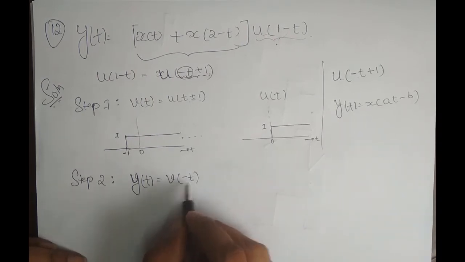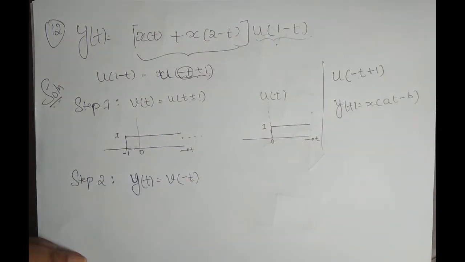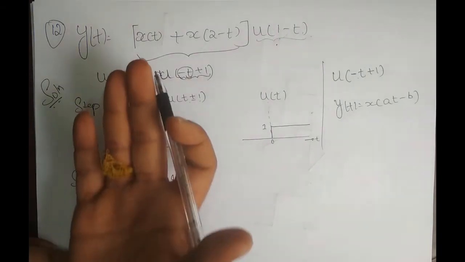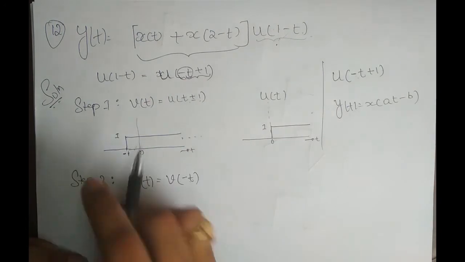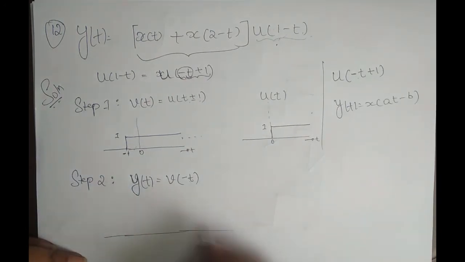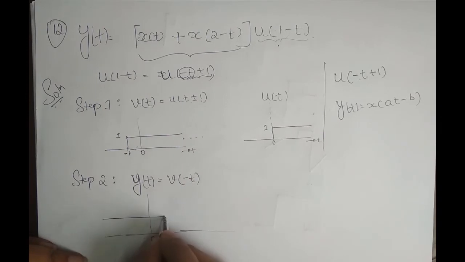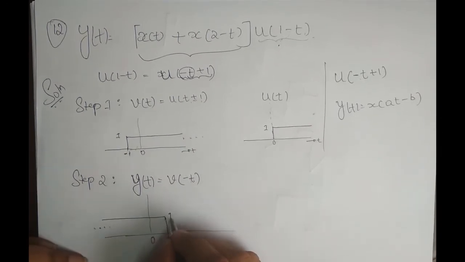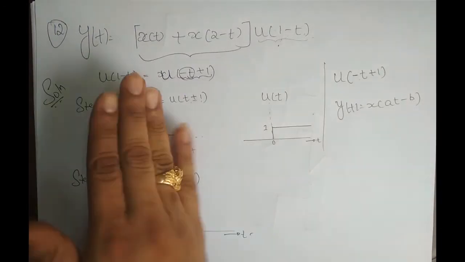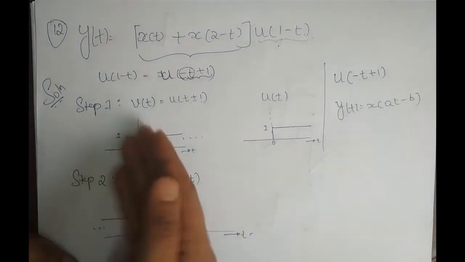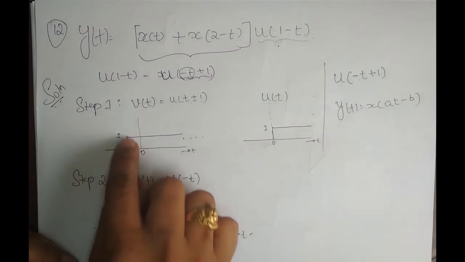So if you know v of t, which is this, how do I get v of minus t? It is nothing but reflection, right? Amplitude in the negative side goes to positive, amplitude in the positive side goes to negative. So this is how it looks. This is at t equal to 0. So this is plus 1. So this is amplitude 1. So it's basically shifted like this, right? This part goes to this side and this part comes to this side.